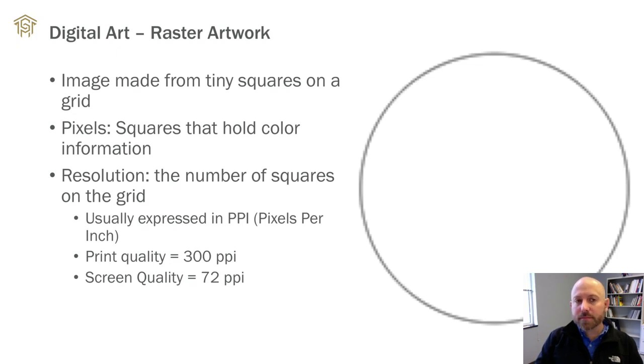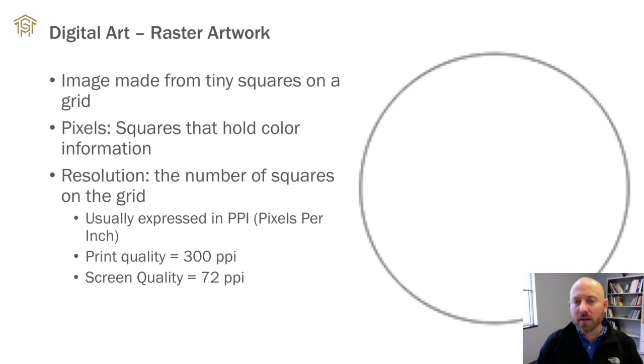Now, the other type of artwork out there is called raster artwork. Sometimes it's referred to as bitmapped. Basically, it is an image that's made from tiny squares on a grid. If we look at this particular circle, you can see that this is a very low resolution, very low quality image. I did that on purpose so that we could really see how this is formed. It's all just little tiny squares that hold color information, and those tiny squares are called pixels. Pixel is short for picture element.